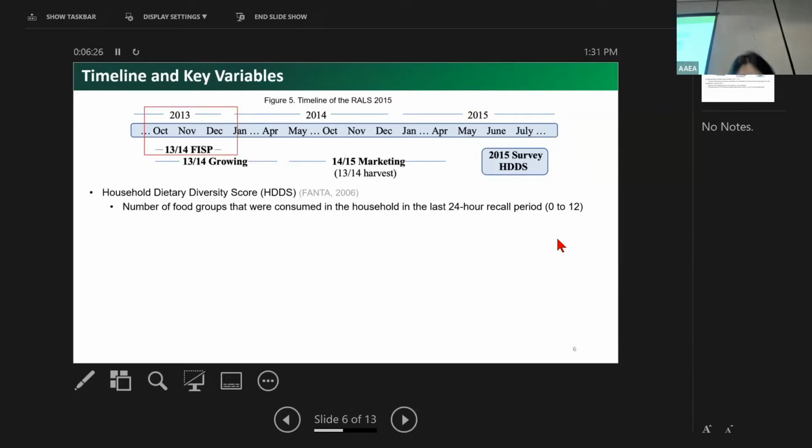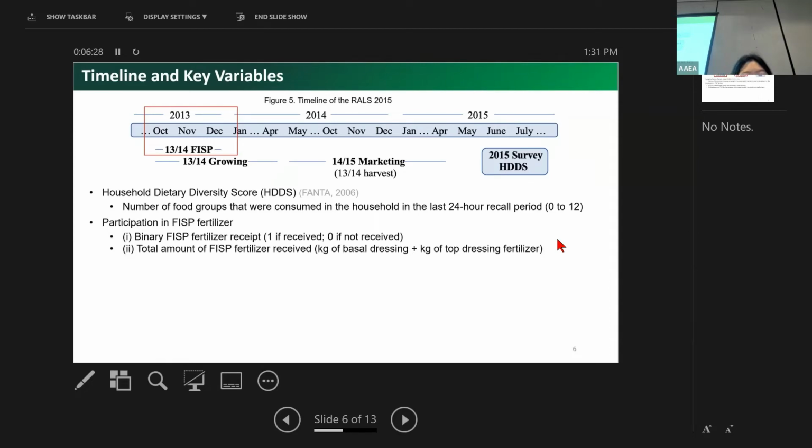In terms of FISP, we focus on the FISP fertilizer part because fertilizer is the main single input distributed by FISP, and this is because of some data limitations. So we focus on FISP fertilizer, and we measure participation in getting subsidized fertilizer in 2 ways. First is a binary receipt: one if the household received any subsidized fertilizer from FISP. And second is the level, the total amount of FISP fertilizer received by the household. This is to account for the fact that different households get different amounts of fertilizer, and we wanted to account for that.